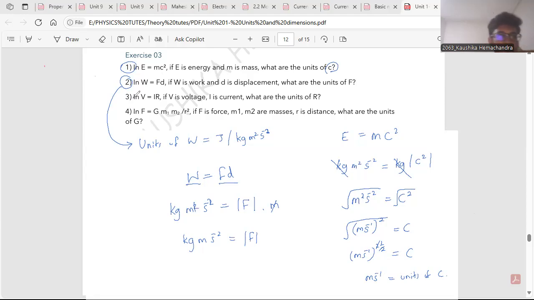Don't do the third one. Do the fourth one for homework. This is for homework. We'll do just one more sum and stop for today.